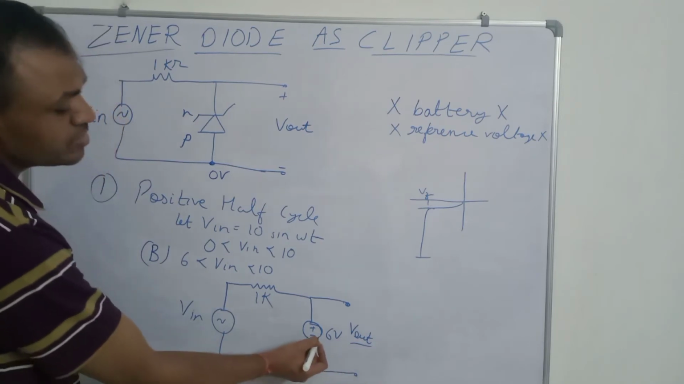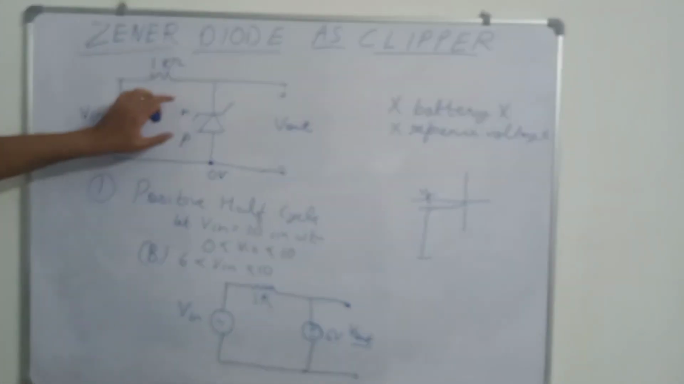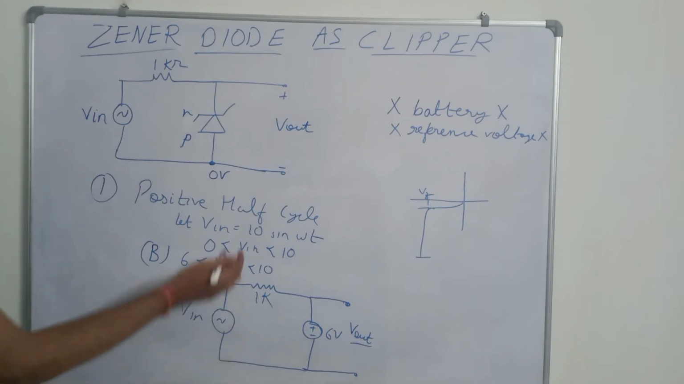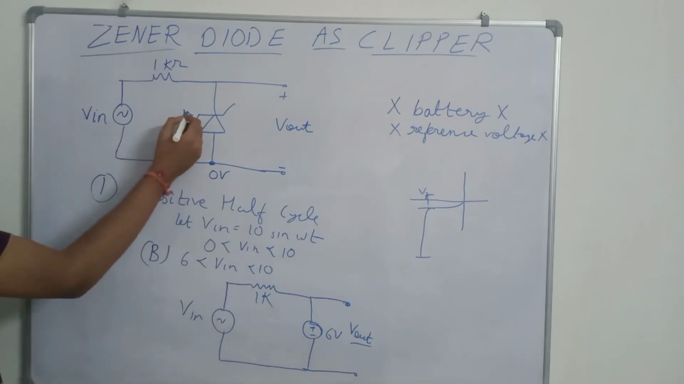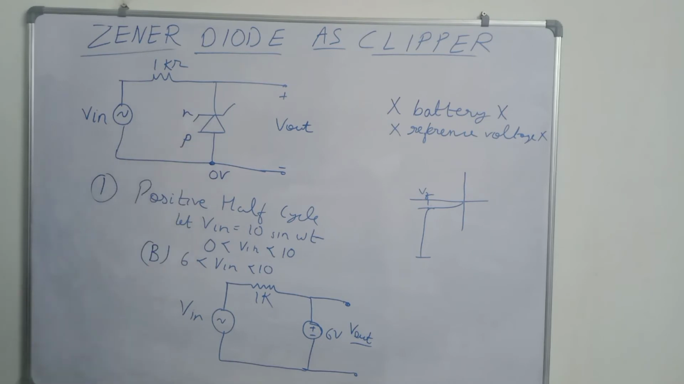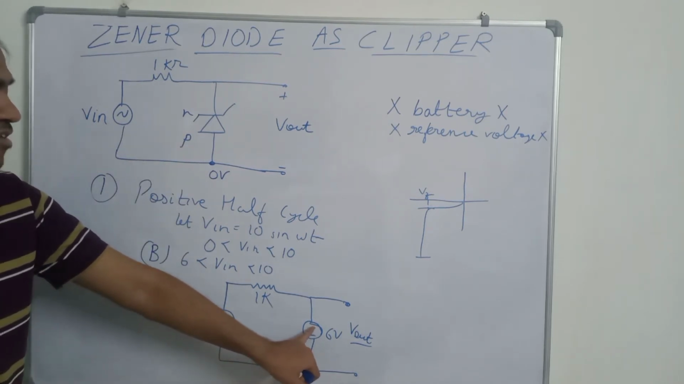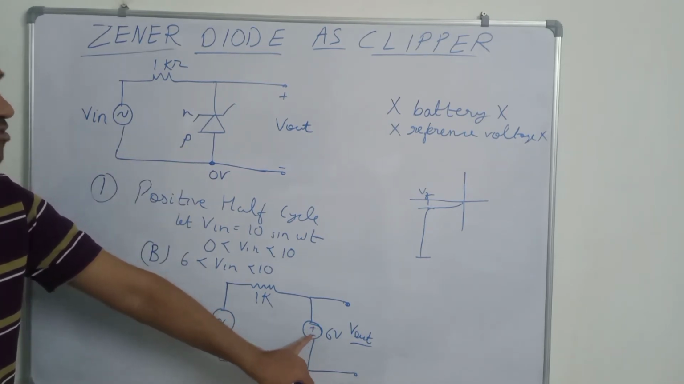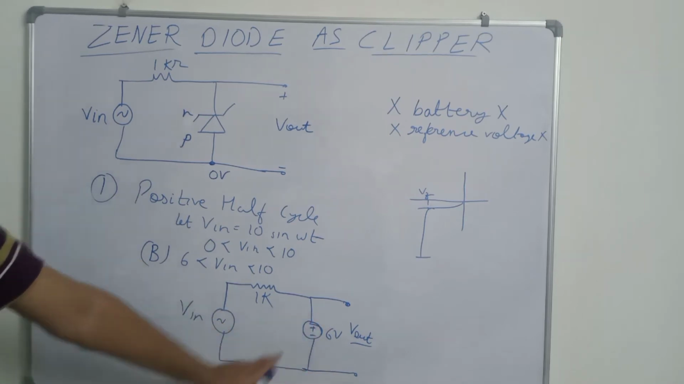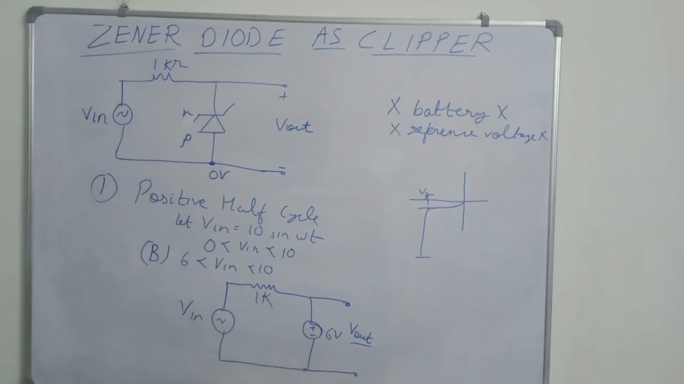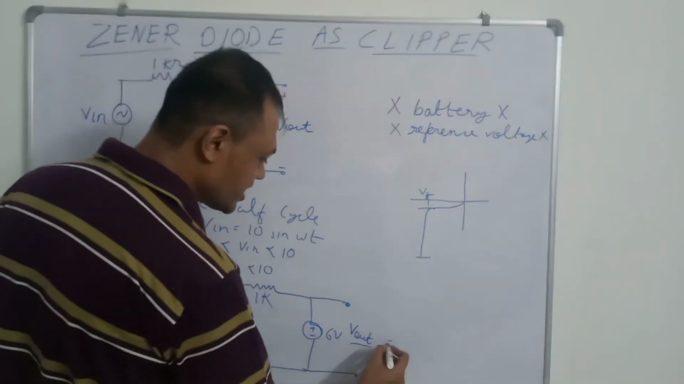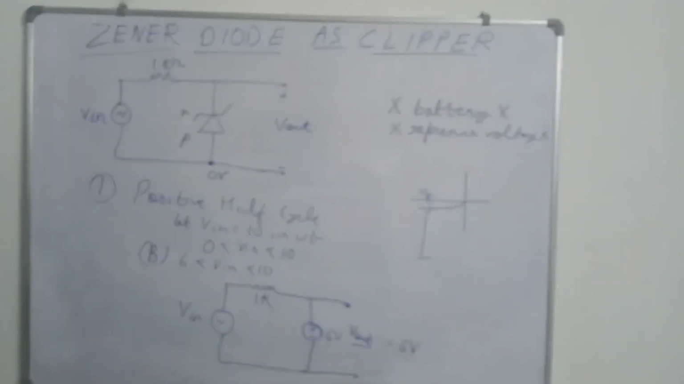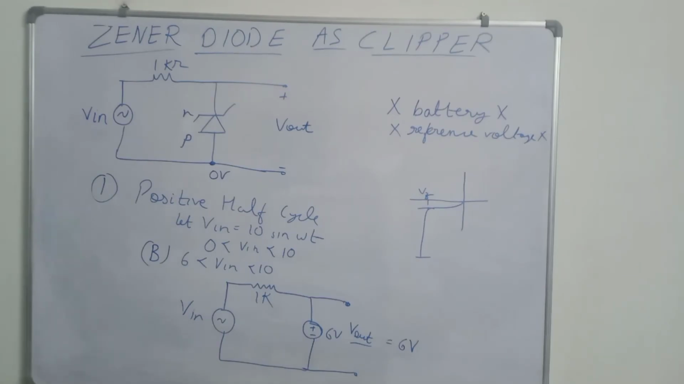So the Zener diode is replaced by a battery, but note the terminals of the battery. The Zener diode had N above and P below, but the positive terminal of the battery will be above and the negative terminal below, because the Zener diode is in reverse bias and breakdown. So in this case V out will be equal to 6 volt. This is the second case, V out will be equal to 6 volt.